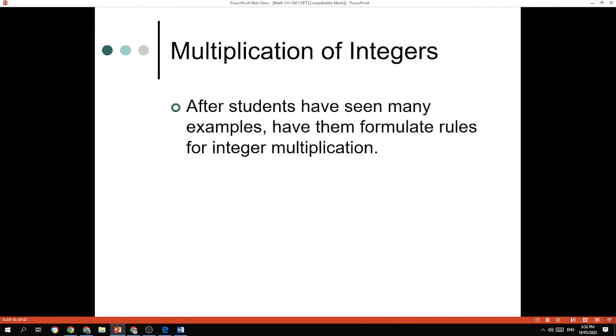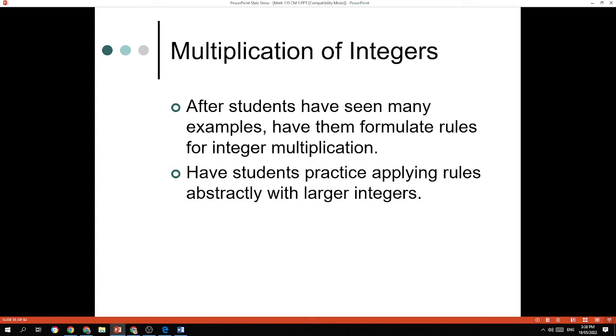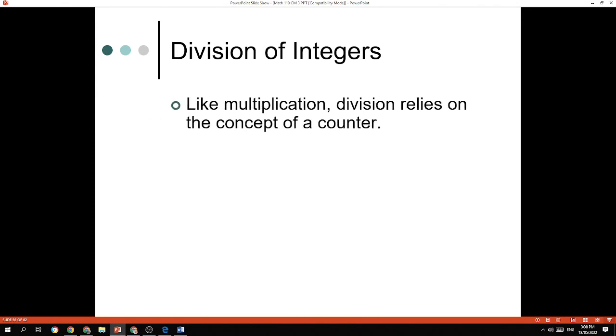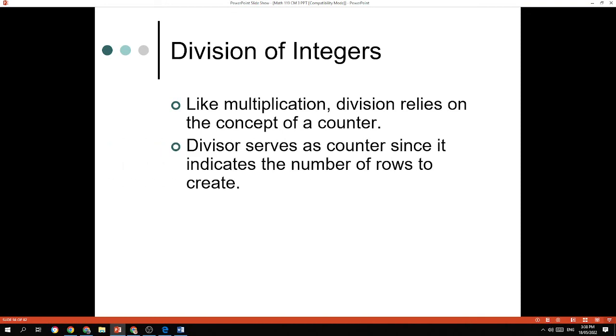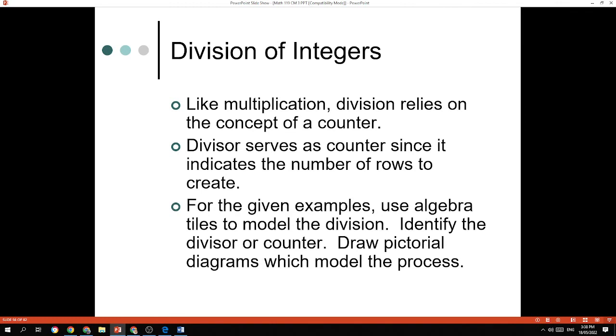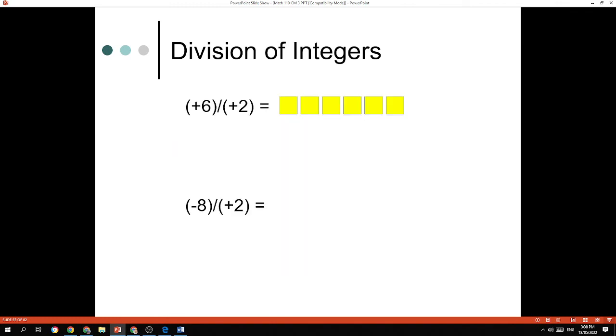So, after students have seen many examples, let them formulate rules for integer multiplication. Have students practice applying rules abstractly with larger integers. Division. Just like multiplication, it relies on the concept of a counter. Like in the lesson before. Take note, this time, I will be modeling it this way.